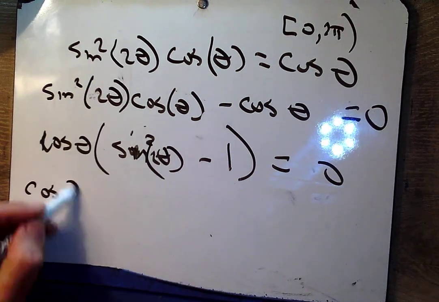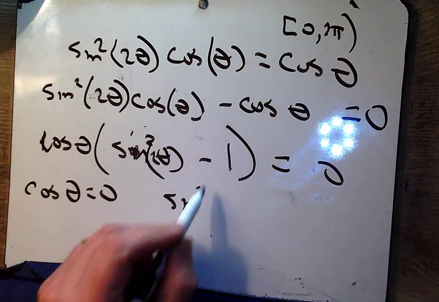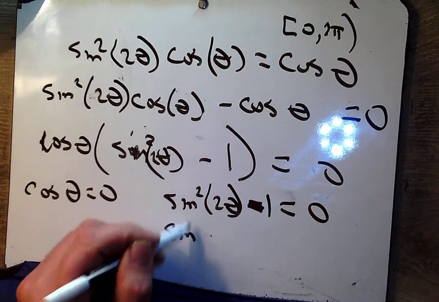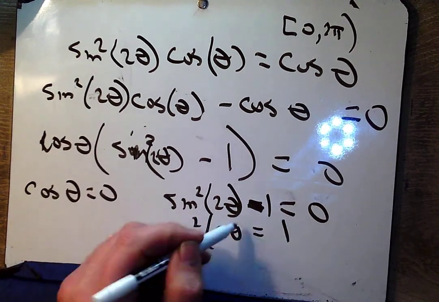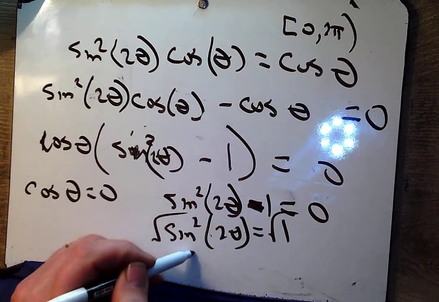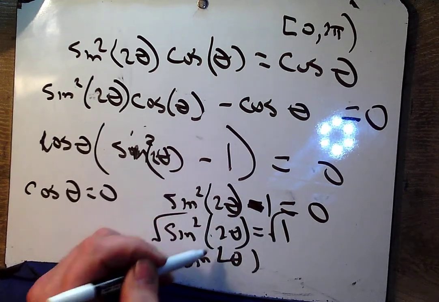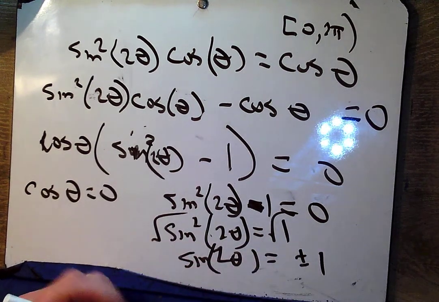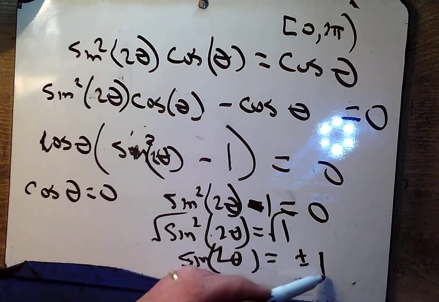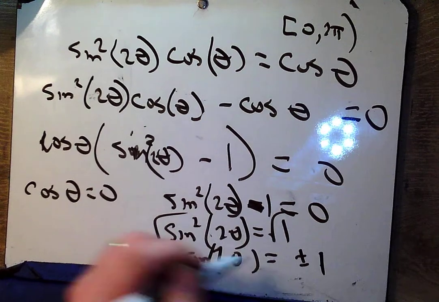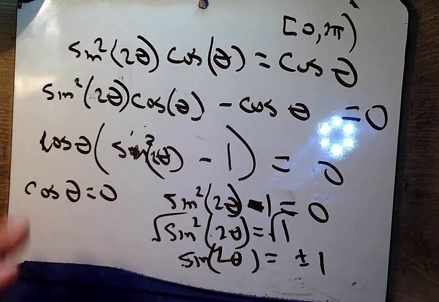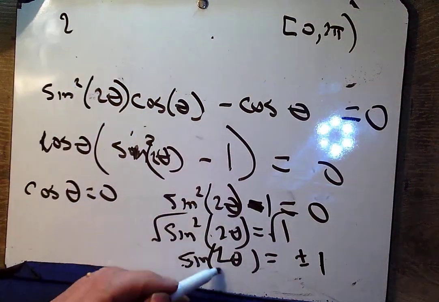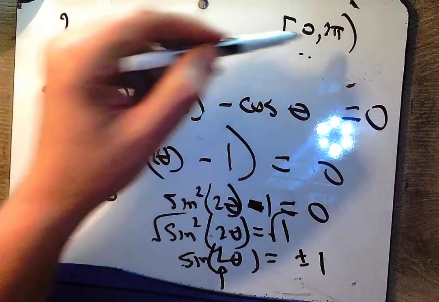All right, so we've got cosine equal to 0. We've got sine squared 2 theta minus 1 equals 0. So sine squared 2 theta equals 1. Take the square root of both sides. I get sine 2 theta equals plus or minus 1; people are still forgetting the plus and minus. So when does sine equal positive 1? When does sine equal negative 1? Well, I know that sine equals positive 1 at pi over 2, and that sine equals negative 1 at 3 pi over 2.